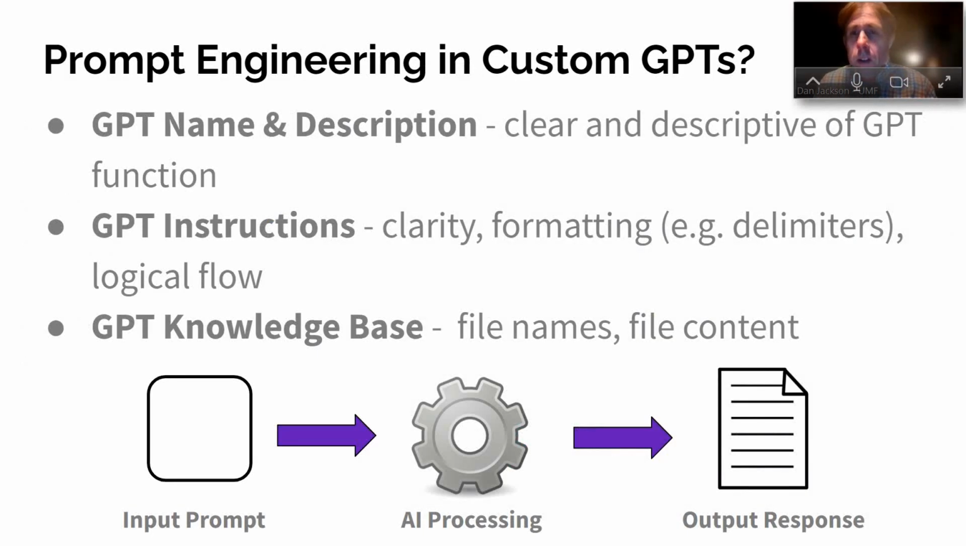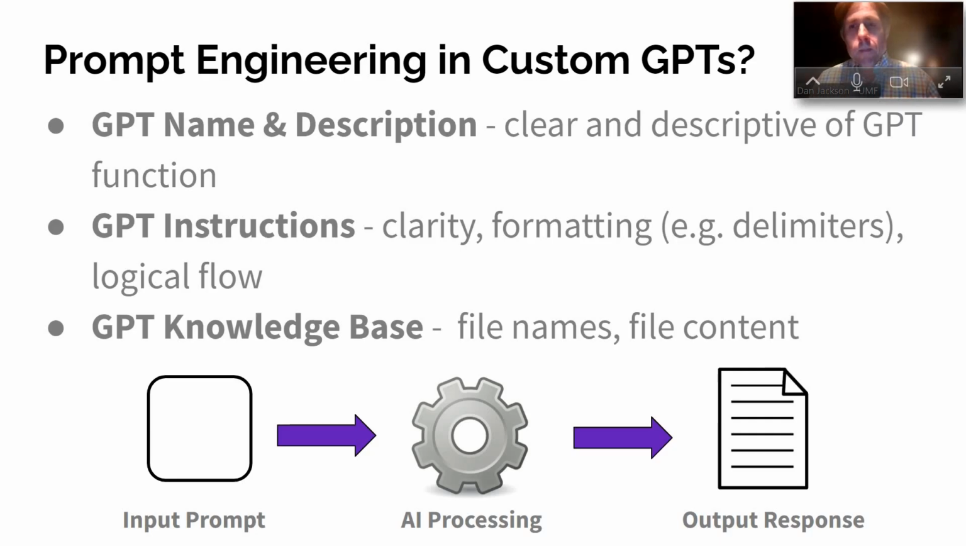So how does prompt engineering tie into custom GPTs? Well, when we create a name and a description, these are parts of how the GPT will act. So giving it a clear, descriptive name and description of what the GPT's function is helps it perform. The GPT instructions are a little bit more important in that regard. And so that essentially is the pre-prompt that the AI runs before it interacts with the user.